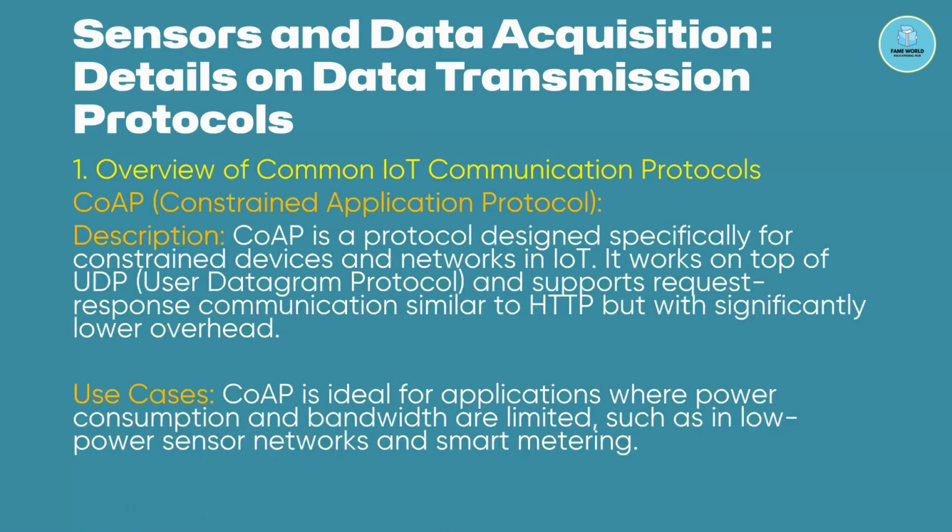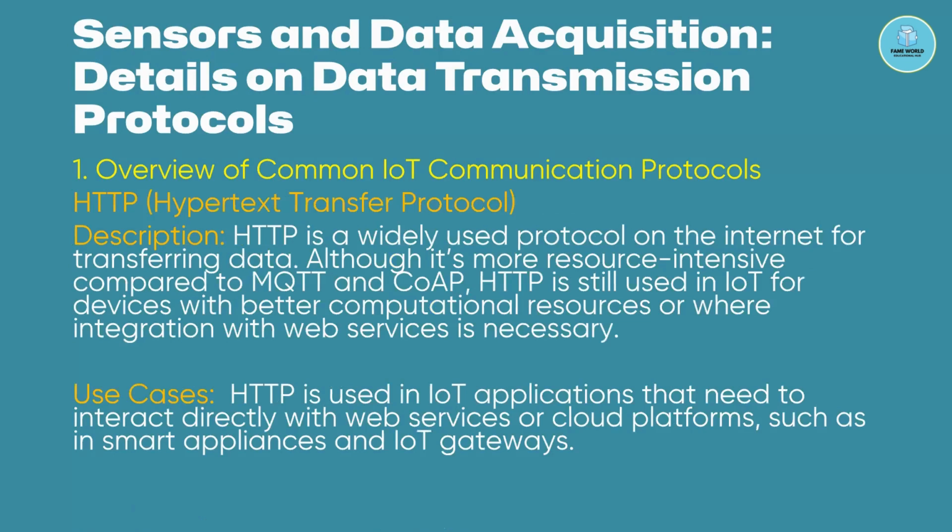The next one is HTTP itself. When we talk about the Hypertext Transfer Protocol, it is a widely used protocol on the internet for transferring data, although it's more resource intensive compared to MQTT and CoAP. HTTP is still used in the IoT for devices with better computational resources, like in the WWW, worldwide, it is getting used. So whenever you are working on a project and your data is on the cloud, when you fetch it on the website, you will definitely have HTTP working there.